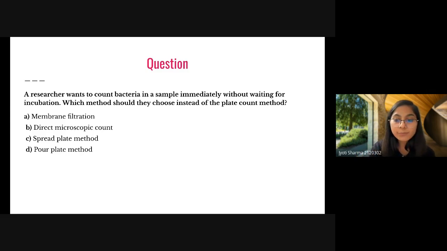So what we can do is use direct microscopic count, right, instead of growing the colonies. Can you tell me an example of direct microscopic count? You have a kind of slide in which there are squares, and in those squares you can count the number of cells, and you do not need to grow the colonies. If we are growing the colony, this will come under the plate count method, and if this is not the plate count method, then you can directly rely on this direct microscopic count.